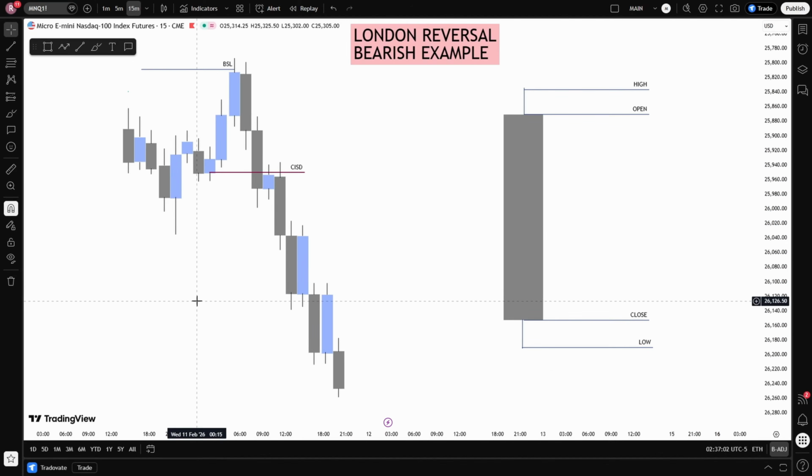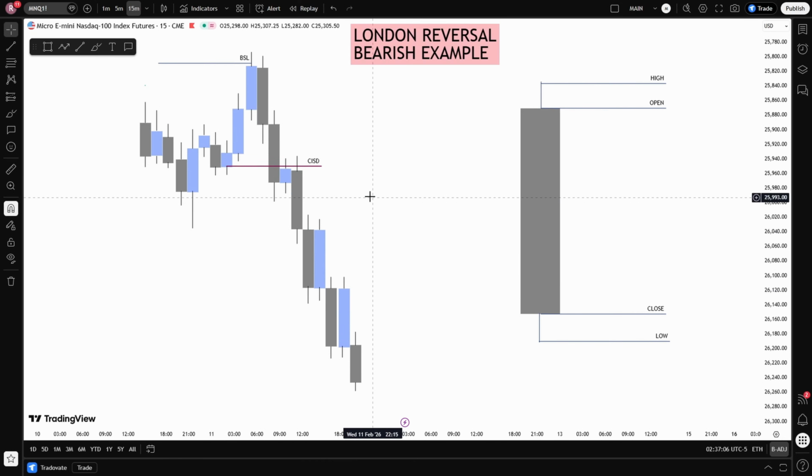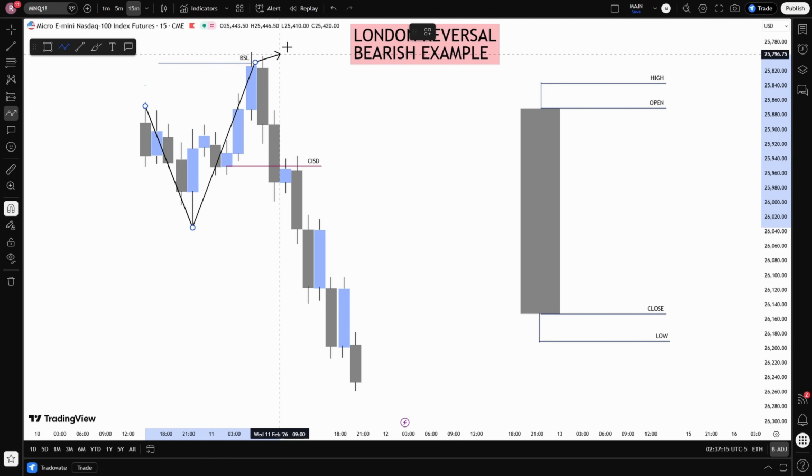Similarly, with a bearish London reversal, the concept is exactly the same, but in the opposite direction. The day opens, and during the London session, typically between 2 and 5, price pushes higher first. That push forms the high of the session and often sweeps buy-side liquidity. In many cases, this becomes the high of the day or very close to it.